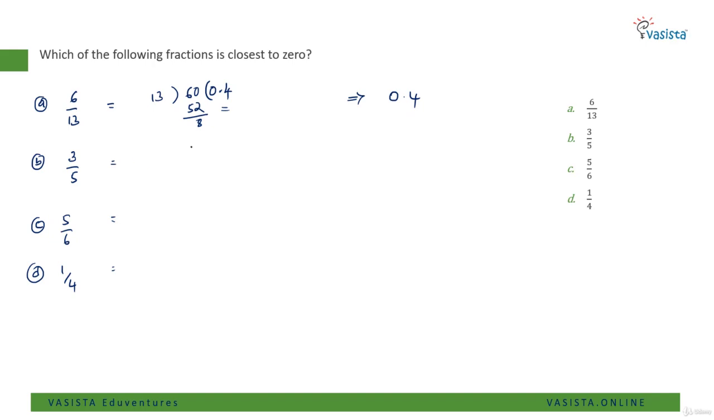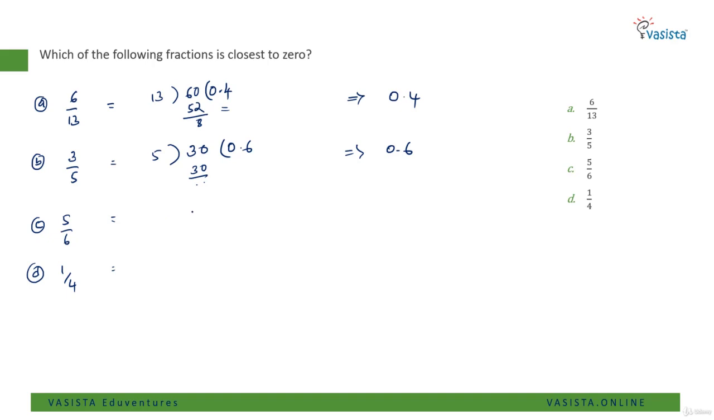Second one, 3 by 5. Let me go with this. 3 divided by 5. Take a decimal point here, and when you take a decimal point, you can take a 0. That is 5 6s are 30. So this is going to be 0.6.